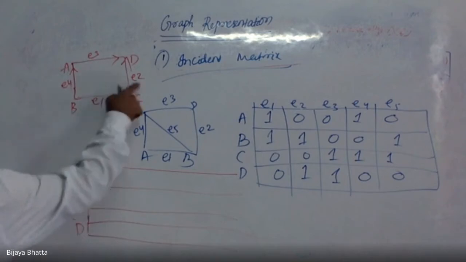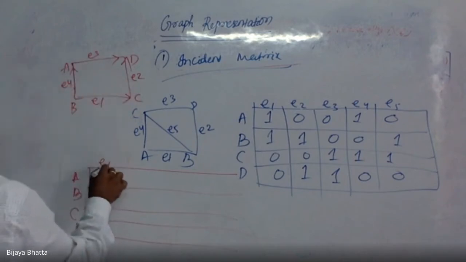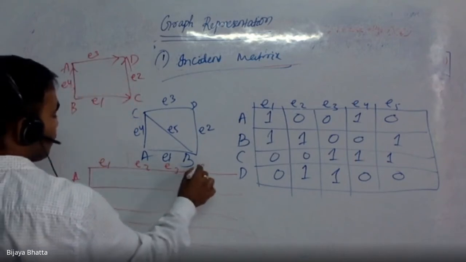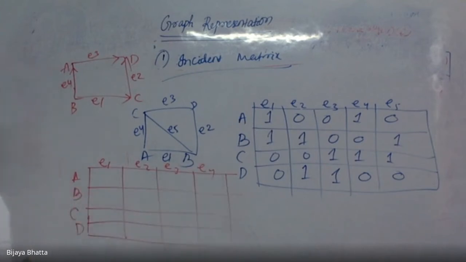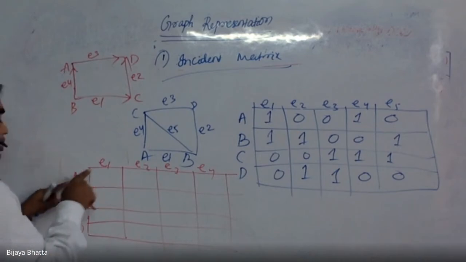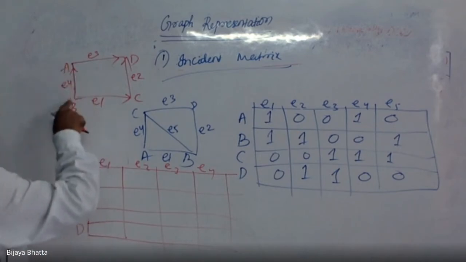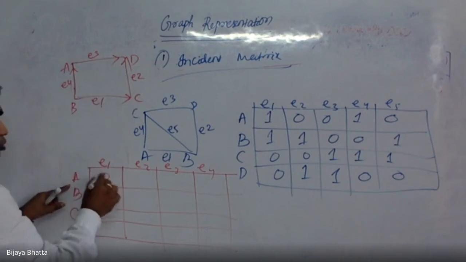So how many edges? 1, 2, 3, 4 again, 4 edges. So E1, E2, E3, E4. So that's how I'll put. But there is a small concept here. So A is incident on E1? No, E1 is here. So then I'll put 0.